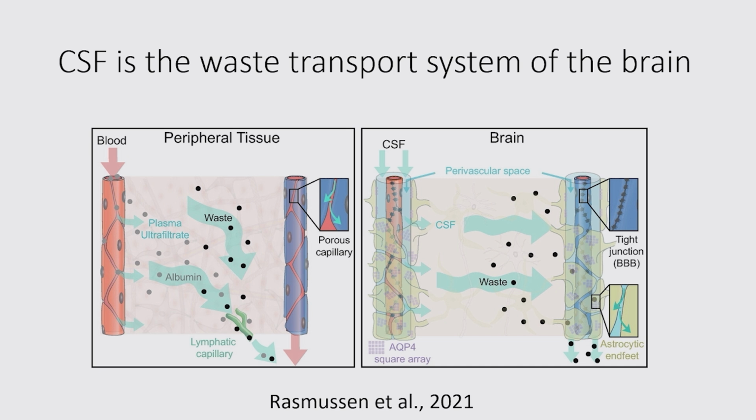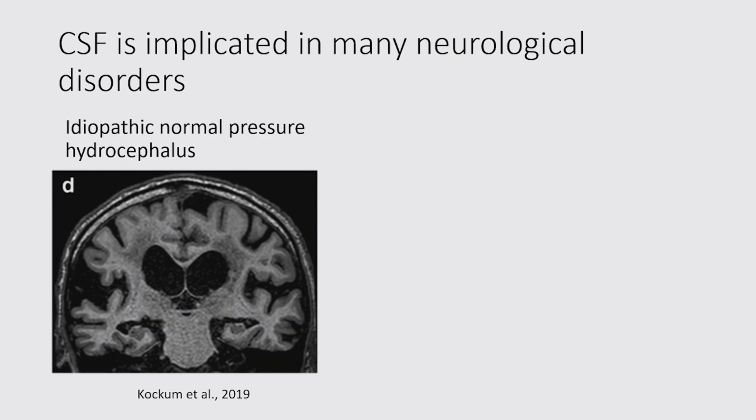And so this waste clearance process is really important, and we can see that if it goes wrong, this is implicated in really diverse neurological disorders. Here's just an example of one. When we have too much CSF accumulating in the brain, this is called hydrocephalus, and the most common form of this is idiopathic normal pressure hydrocephalus, which can often occur in aging. Here's an example. You can see this person's ventricles are really expanded here, and there's a large volume of CSF in the brain.